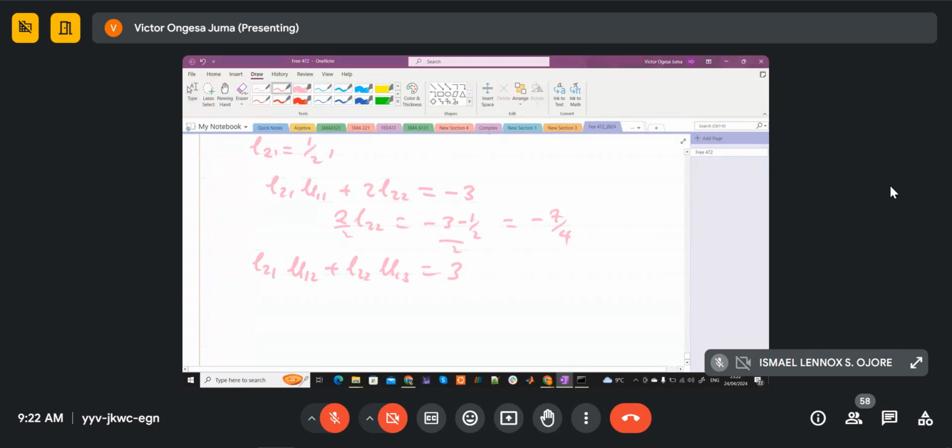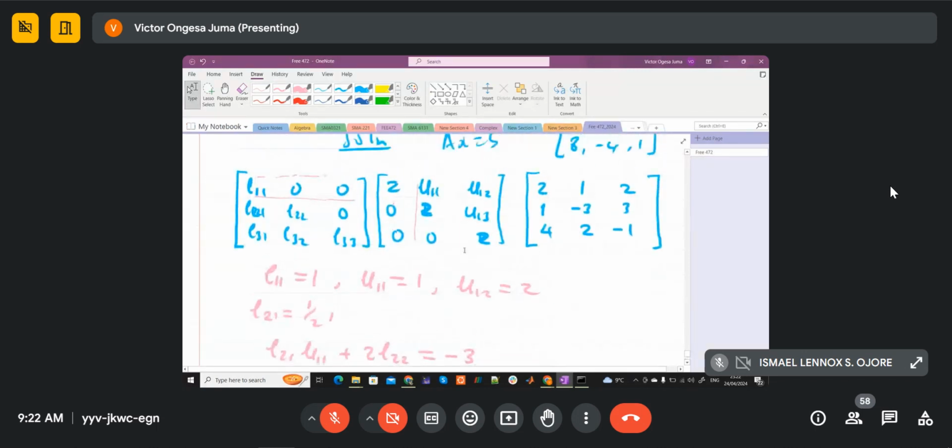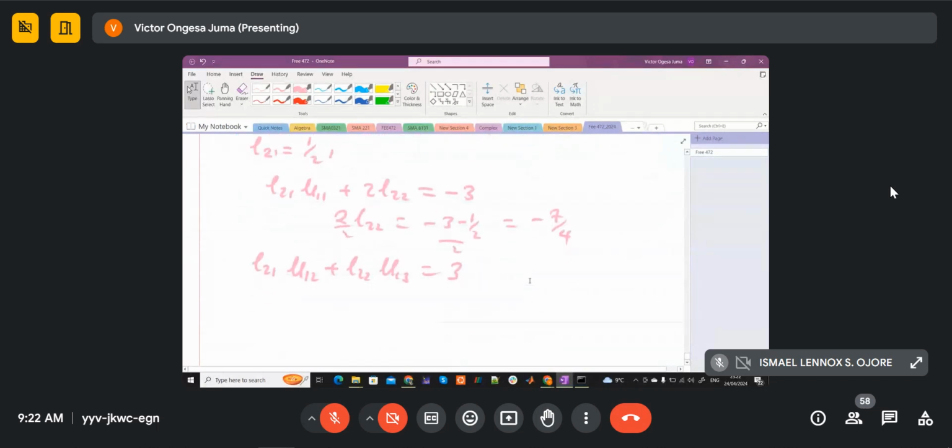And so you check what these values are. So U12, what is U12? U12 is 2 multiplied by L21. L21 is a half. So that gives us 1 plus L22. What is L22?